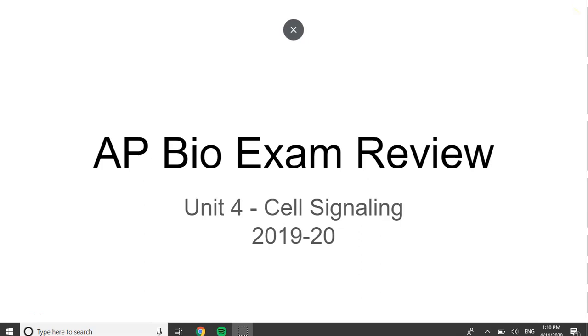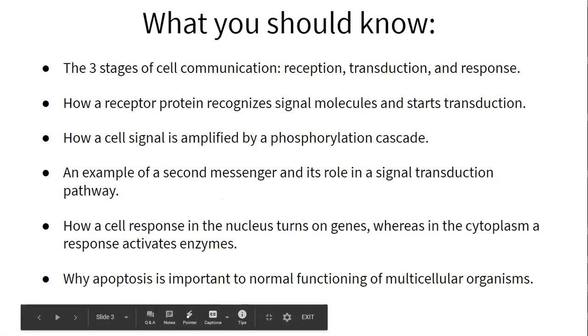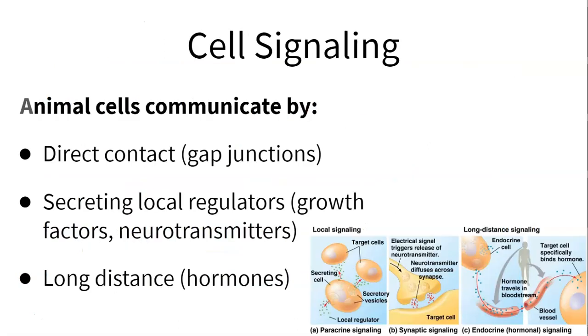We are now moving on to Unit 4 for the exam review. So Unit 4, if we remember, is all about cell signaling and how cells talk to each other. So, things you should know. There are 3 major components of any cell communication. We're going to talk about the different types and how that works, and a couple of examples of each. And then we're also going to talk about how we then trigger certain things of normal functioning via communication.